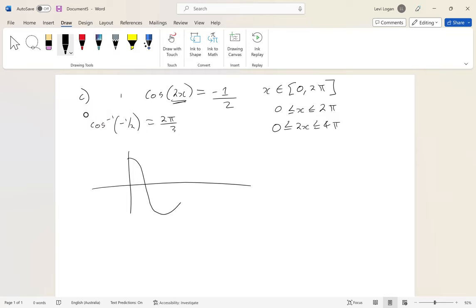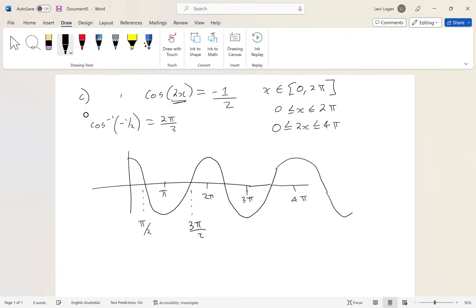It goes like this. And these are the roots, pi over 2, 3 pi over 2, pi, 2 pi, 3 pi, 4 pi. Y and X. Right. So where does 2 pi over 3 land? So this is 90 degrees, and this is 3 pi over 2.